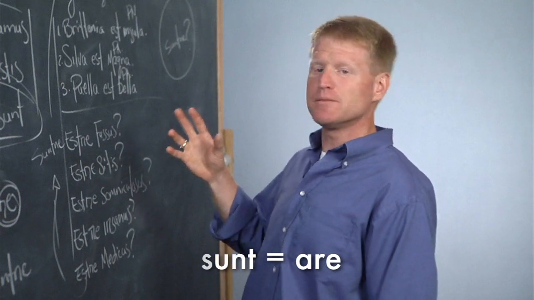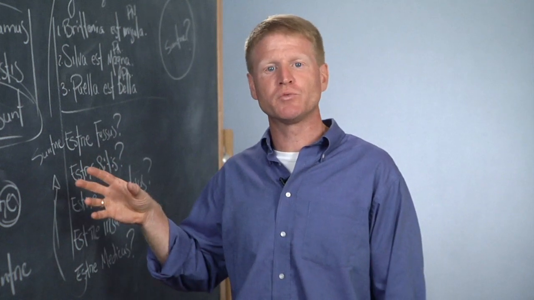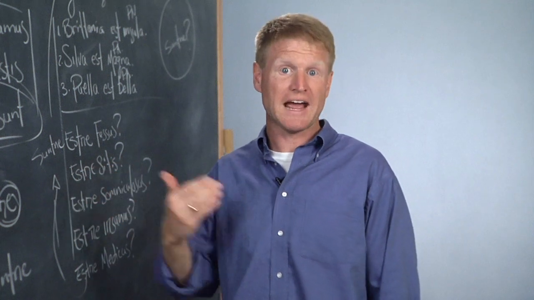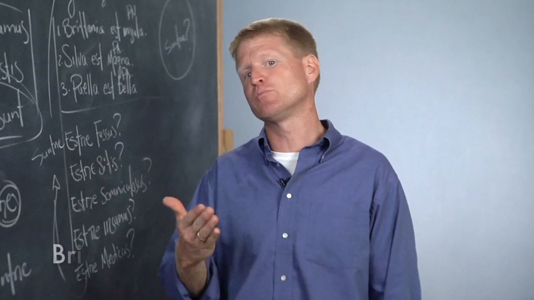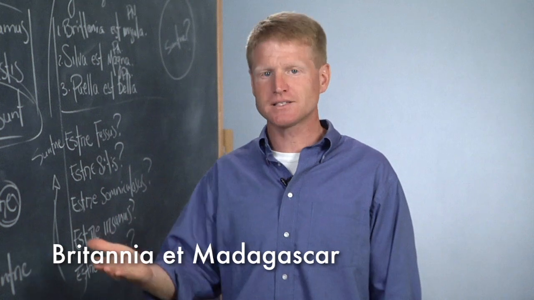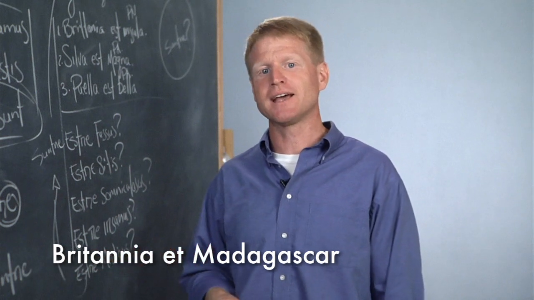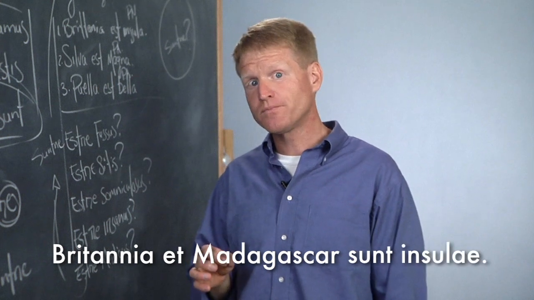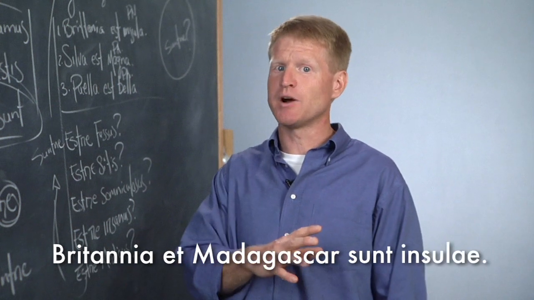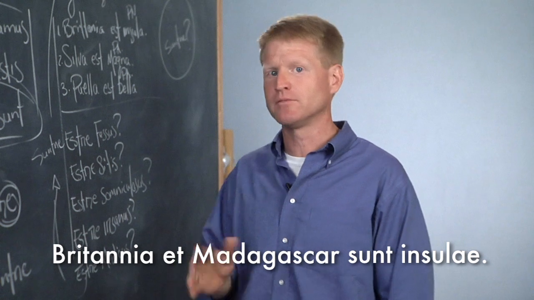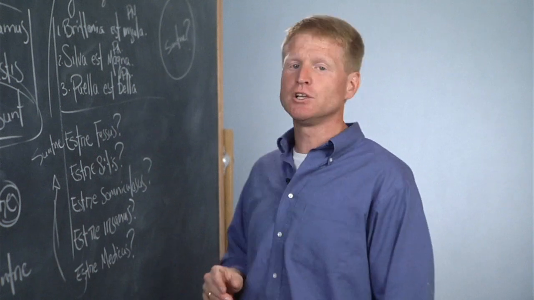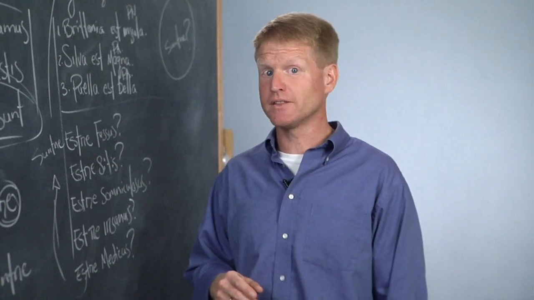So if we take these same sentences and move them around a little bit, we're going to add a friend for Britannia, and we're going to say Britannia et Madagascar. Et, you see on the screen, means and. Britannia et Madagascar sunt insulae. We'll talk later about why I changed it from insula to insulae. We'll talk about that another time. Silva est magna, that's singular.